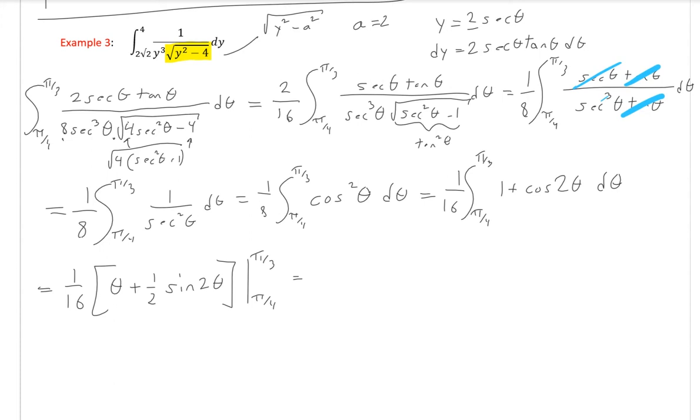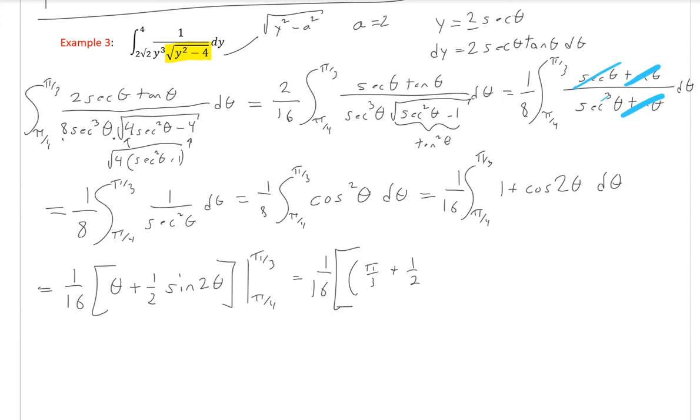Now, if we were doing one of the previous ones that didn't have bounds, we would then need to draw the triangle and figure out what each of these would represent. But we have bounds, so we don't need to do that. We could just plug in the bounds appropriately. So I'll keep the 1/16 outside here first. Let's plug in pi thirds. Pi thirds into theta just gives me pi thirds.